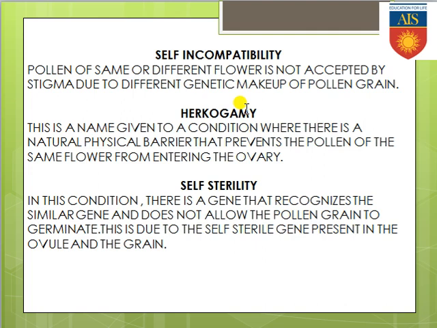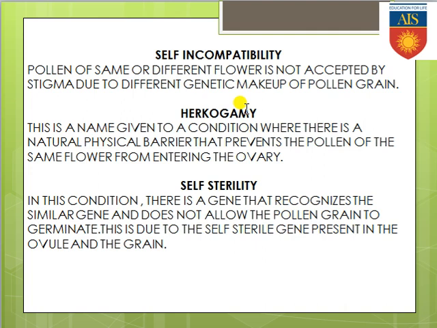Self-sterility: in this condition there is a gene that recognizes the similar gene and does not allow the pollen grain to germinate. This is due to the self-sterile gene present in the ovule and the pollen grain. Keep it in your mind. Self-sterility is another example where the genes present within the pollen grain and the genes present within the ovule are the same, but those genes are self-sterile genes.